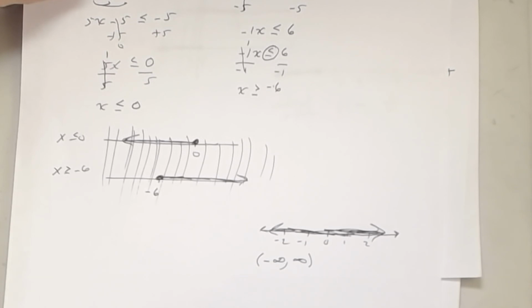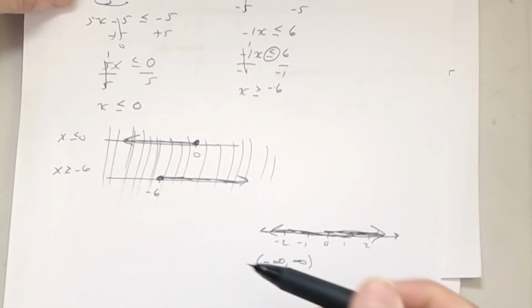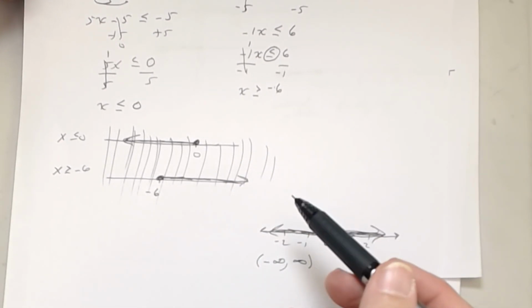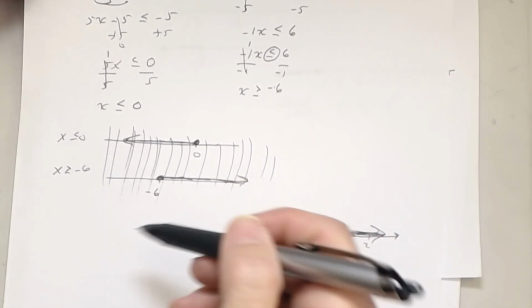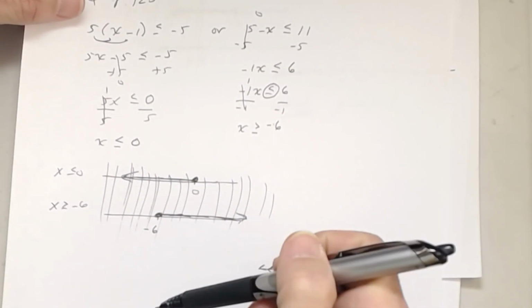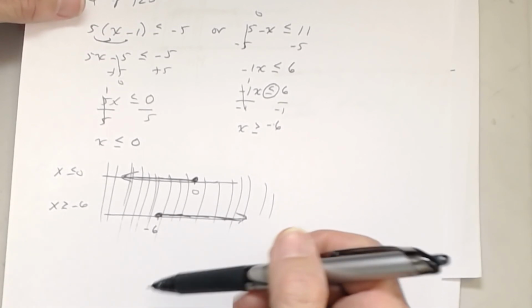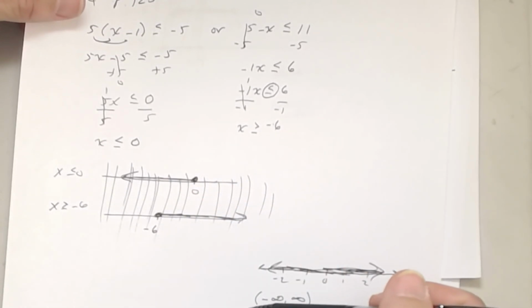It's just everything. It's not negative 6 to 0, because that would be an and statement. An and statement is the intersection. So if that was an and statement, then the solutions would be from negative 6 to 0. But it's not an and statement. It's an or statement. Or statement meaning anything that's shaded is a solution.